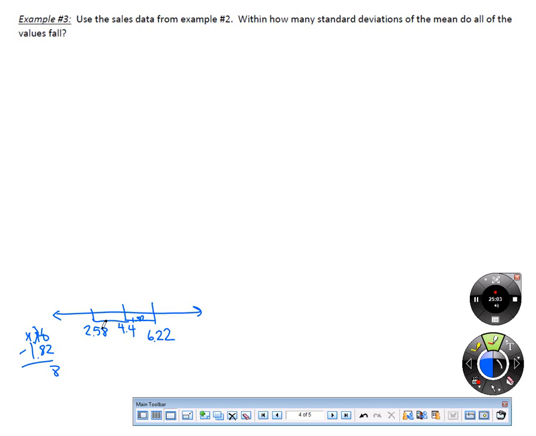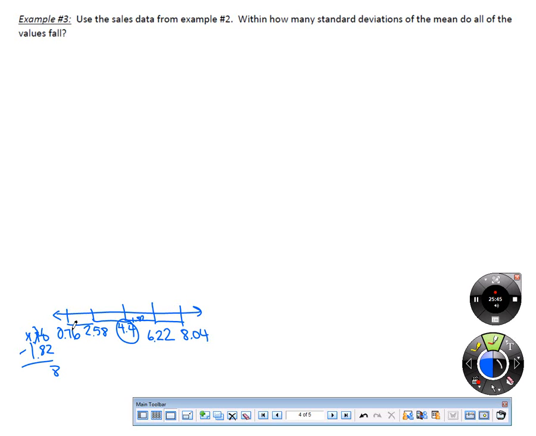So we need to check further, right? We need to go further out and see if we then encompass all of the sales. So remember, this was my mean. To go 2 standard deviations away from the mean, above the mean, 6.22 was one standard deviation away. The next standard deviation away would be to add another 1.82. Remember, the number I'm adding is not me deciding. The data decided with the standard deviation calculation that this should be how I measure it, right? So what is 6.22 plus 1.82? So 8.04. And what is 2.58 minus 1.82? 0.76?